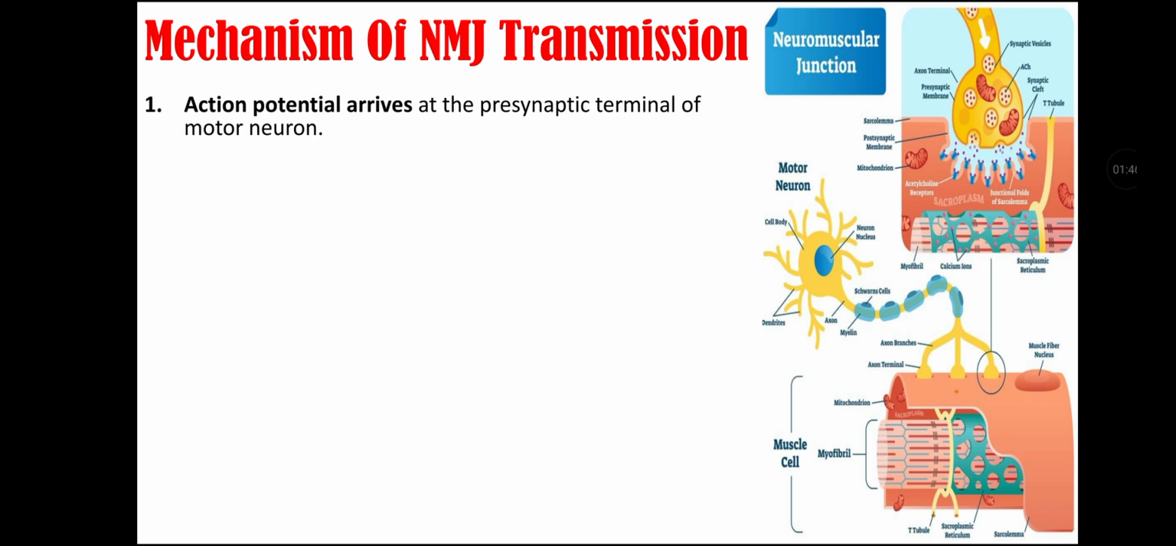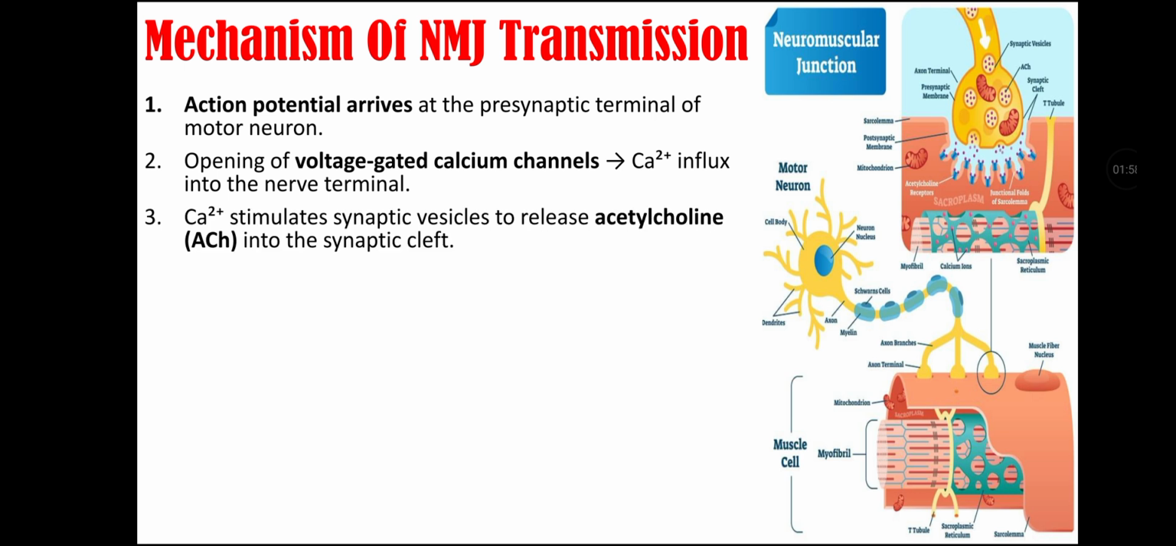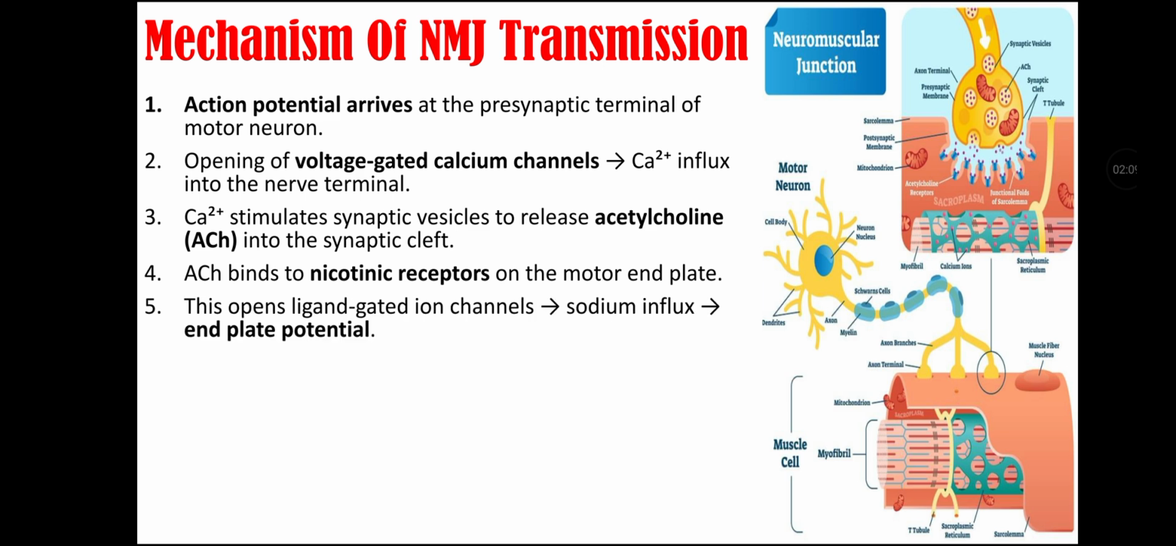Mechanism of neuromuscular junction transmission. First, an action potential arises at the presynaptic terminal of the motor neuron. Second, there is opening of voltage-gated calcium channels that cause calcium influx into the nerve terminal. After this, calcium stimulates synaptic vesicles to release acetylcholine into the synaptic cleft. Then acetylcholine binds to nicotinic receptors on the motor end plate.